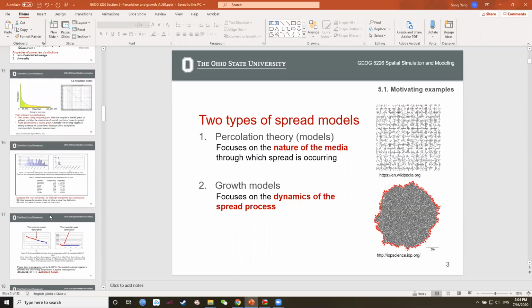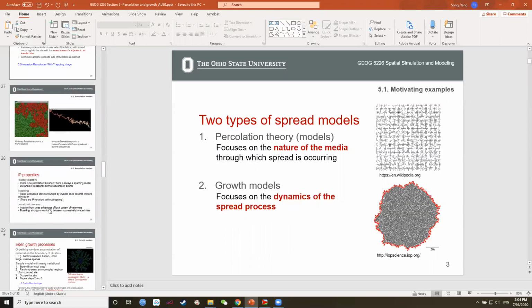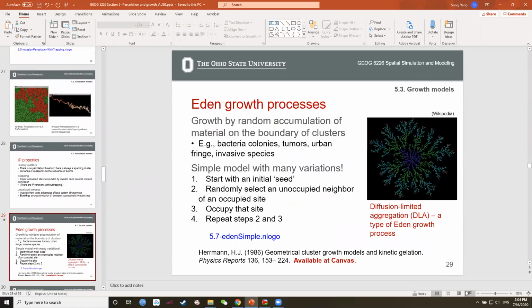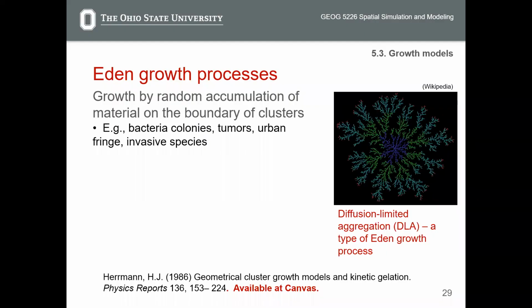Okay, so let me jump to section 5.3. Okay, the very basic growth model I want to start with is called Eden growth processes. Okay. So growth by random accumulation of material on the boundary of clusters. For example, this type of models can be used to simulate the bacteria colonies, tumors, urban fringe, invasive species.